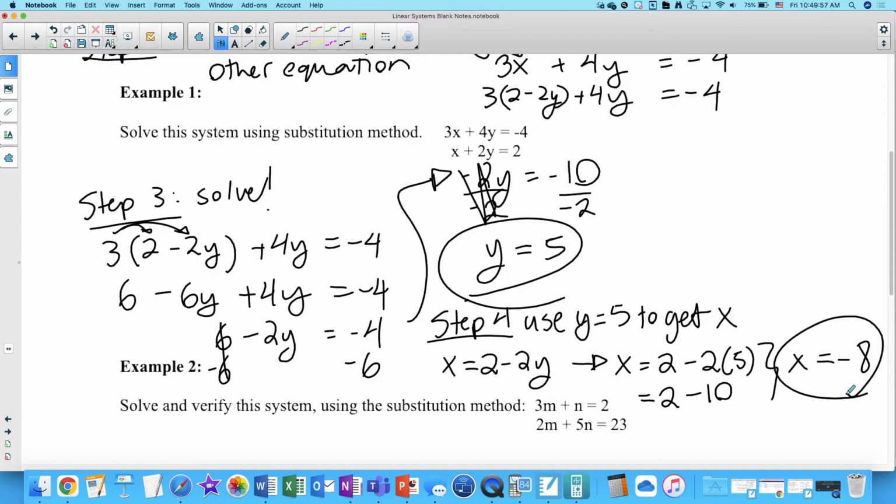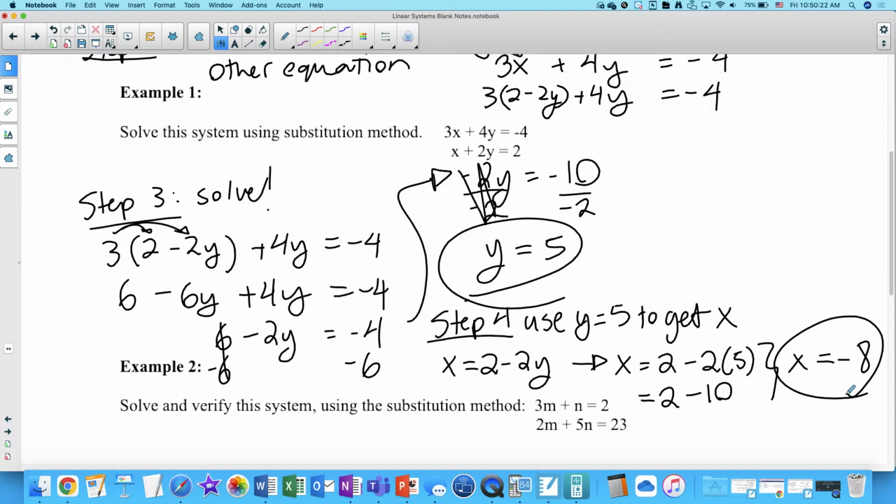Check, verify, right? If it's the solution to the system, that means that when you plug in a negative 8 for x and a 5 for y, in both equations you should have equality. Okay, so let's see, do I have room? I don't think I'm gonna have room. I think I'm gonna have to do it down below because I'm gonna run out of room. So I'll just extend this a little bit.